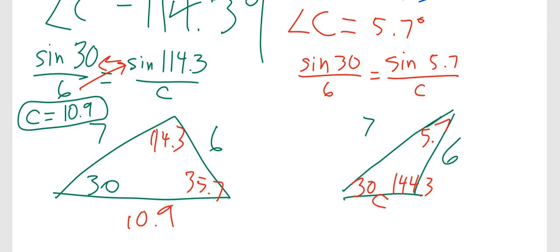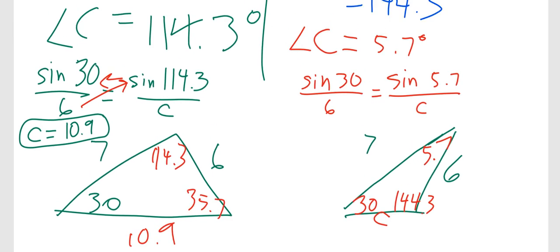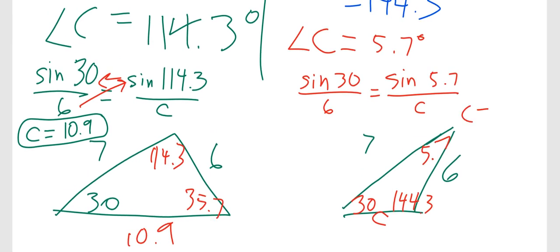6 sine 5.7 divided by sine 30. I got 1.2. That's awesome.